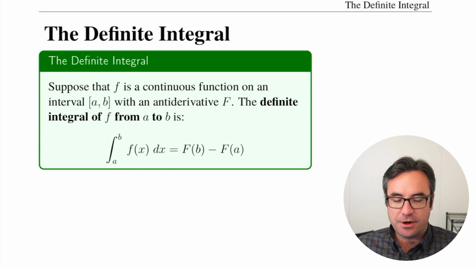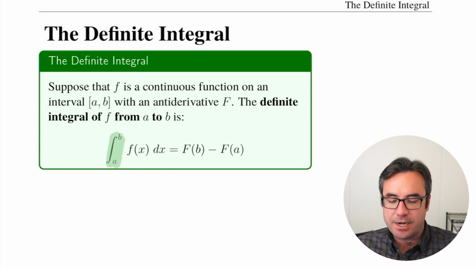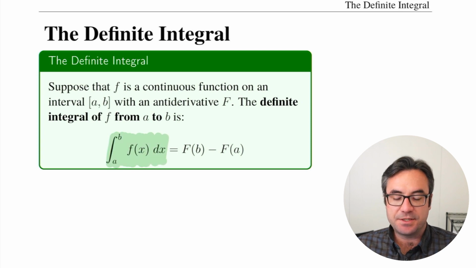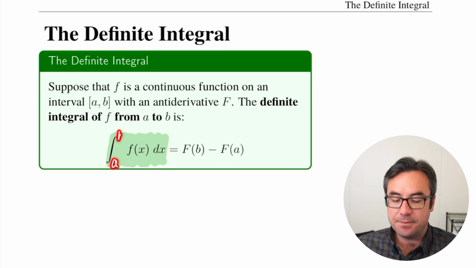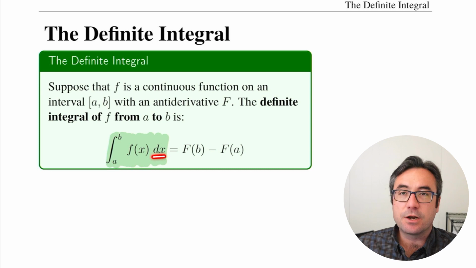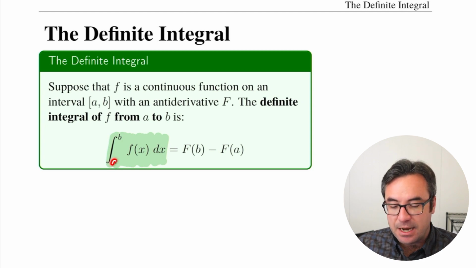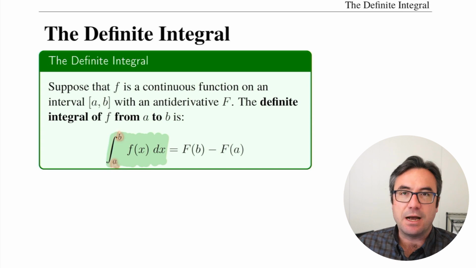So our definite integral is going to be this gadget right here. And the way we read this is the integral from a to b of f of x, and we're integrating with respect to x. So it's very similar notation to what we saw with an indefinite integral. The only difference is now we're going to have some numbers on our integral sign. And what do those numbers represent?